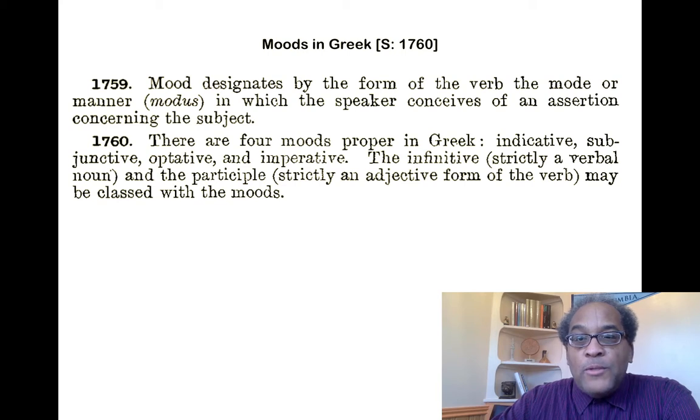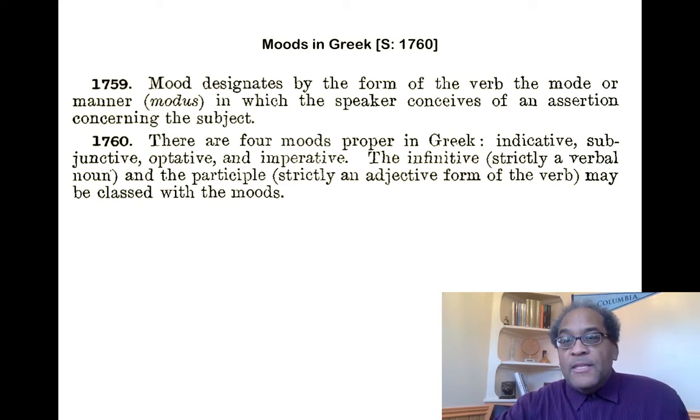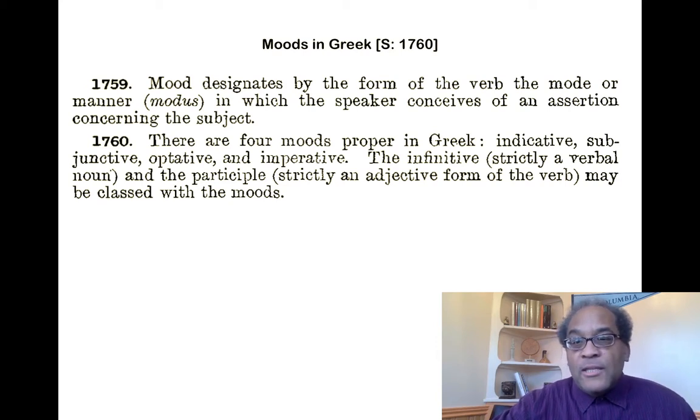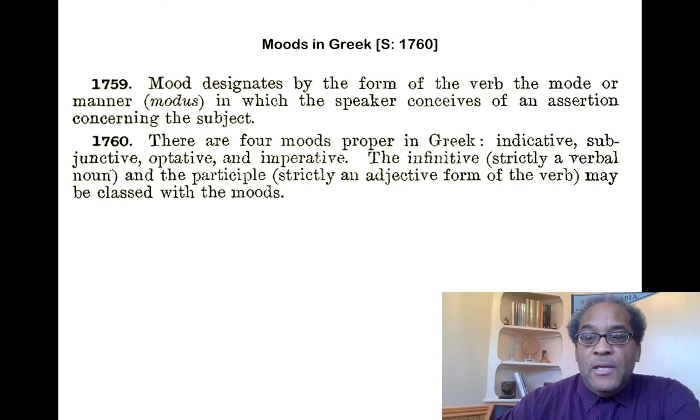There are four moods proper in Greek: the indicative, the subjunctive, the optative, and imperative. The infinitive, strictly a verbal noun, and the participle, strictly an adjectival form of the verb, may be classed as moods. So you see that we are on the last of our moods now. We've made quite a bit of progress, and in reaching the optative, we are at the last of the moods of Greek. Okay, so pat yourself on the back.